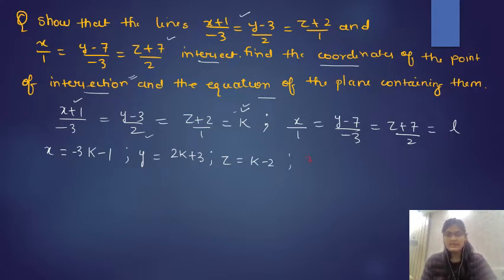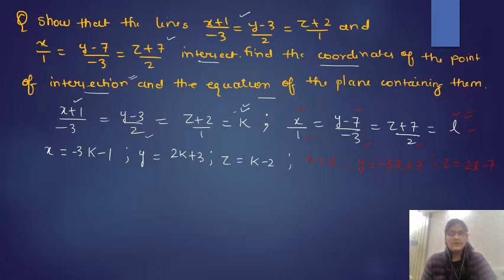Then for the other line, you have this multiplied with L. First of all, put x by 1 equals L. So x is L, then y is minus 3 multiplied by L plus 7. Correct? It will go to the right hand side and become positive. Thereafter, for z, you will have 2L minus 7.